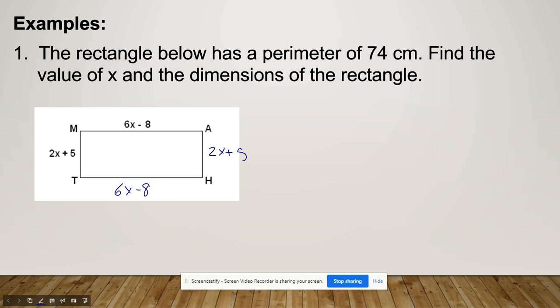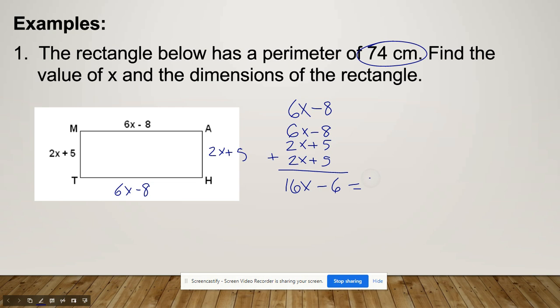So now we're going to add them all up, and I like to write it vertically. 6x minus 8, 6x minus 8, 2x plus 5, and 2x plus 5. 6 and 6 is 12, 2 and 2 is 4, and 12 plus 4 is 16, so that's 16x. Negative 8 and negative 8 is negative 16. Positive 5 and positive 5 is positive 10. Negative 16 plus 10 is negative 6. And then we set it equal to the given perimeter of 74.